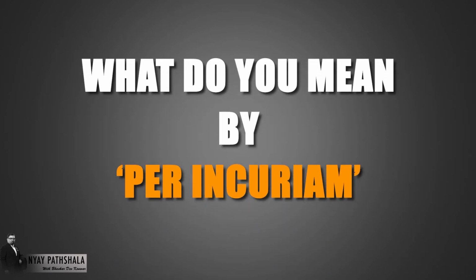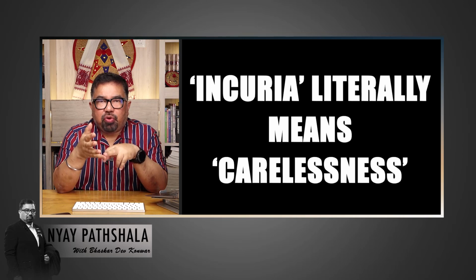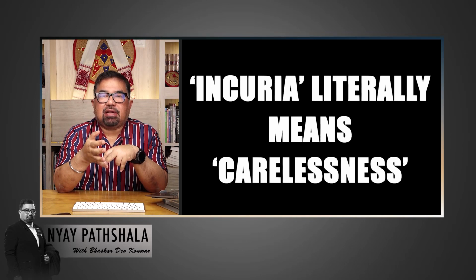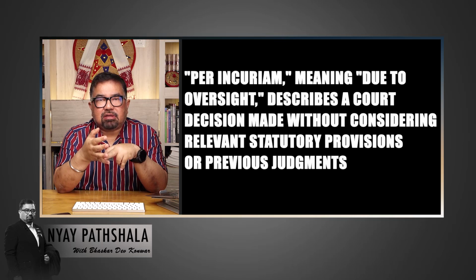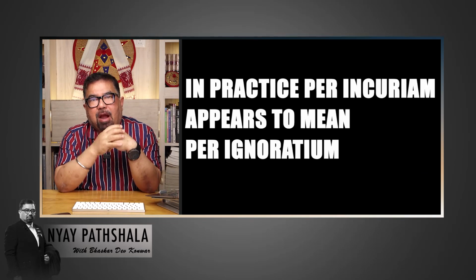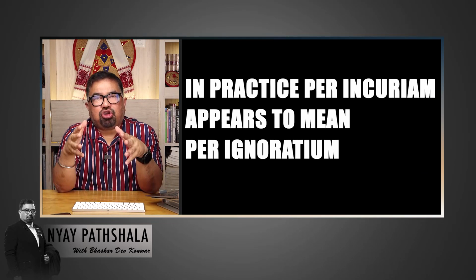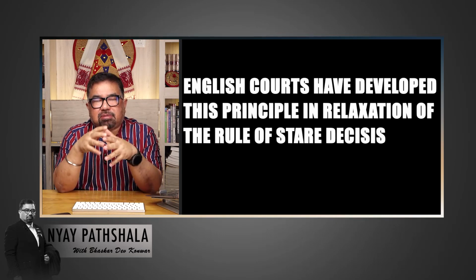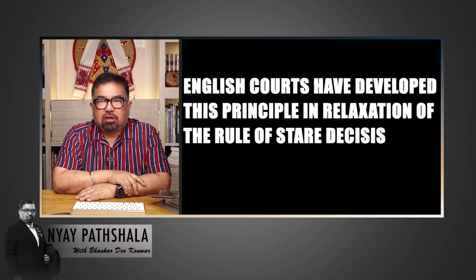The third phrase which I will be discussing with you is, what do you mean by per incuriam? Incuria literally means carelessness. Per incuriam means due to oversight, or it describes a court decision made without considering relevant statutory provisions or previous judgments. In practice, per incuriam means per ignorantiam. This is an English court's principle, a relaxation to the rule of stare decisis.